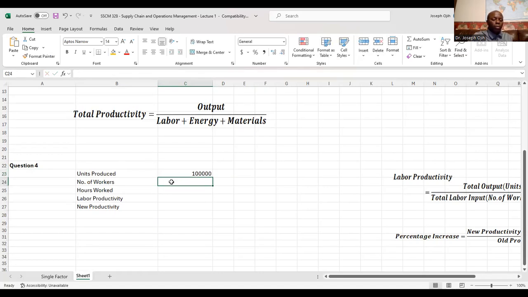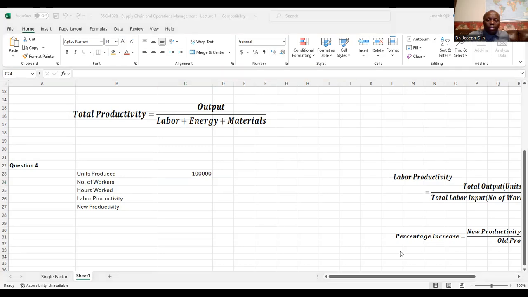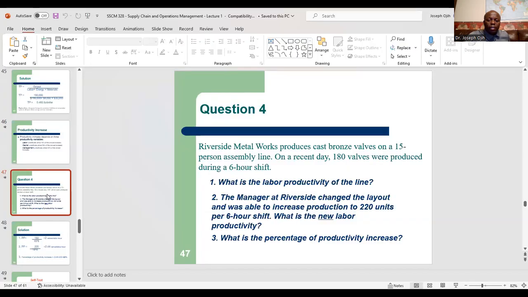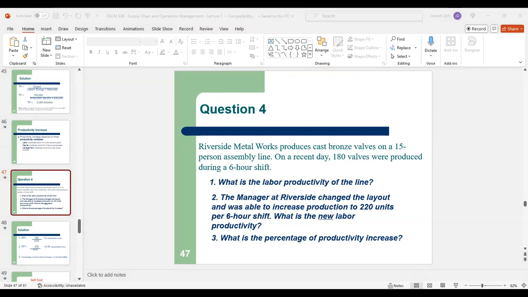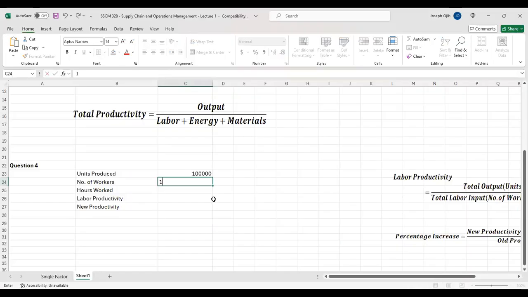Okay, number of workers they have. According to the question, it has a 15-person assembly. So they have 15 people as the number of workers. So that we have this: number of workers is 15. Okay, so now we can go from there.